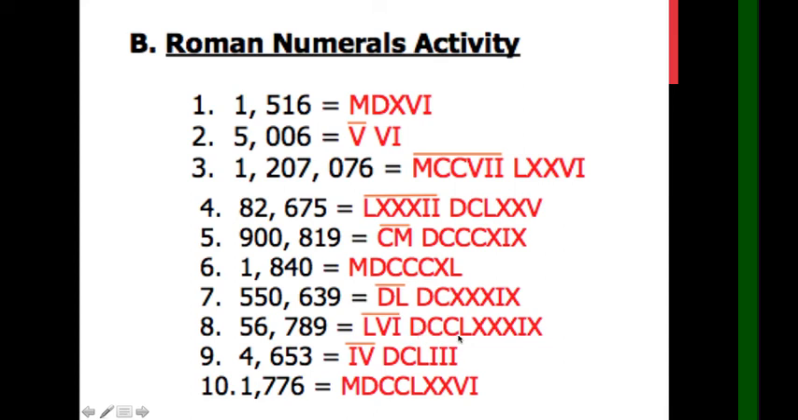D and CC, that's 700. LXXX, that is 80, I'm sorry, and then for IX 9. And then the next one is 4 bar, that is IV, which is 1 minus 5, and then bar, that is 4,653, and last is 1,776, so this one, okay?